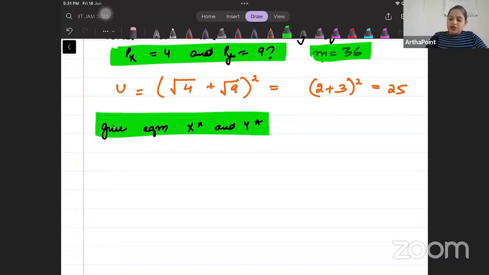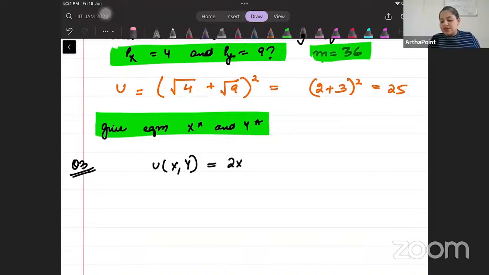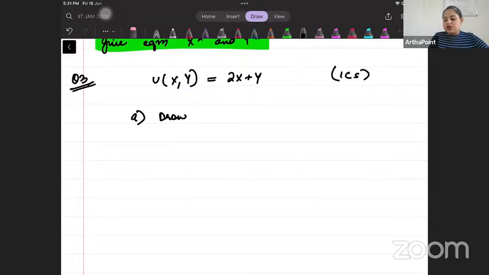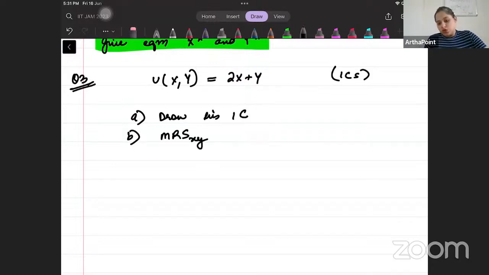So please write down question number 3. You are given that Bob's utility function u of xy is 2x plus y. This is his utility function. And you have to draw, this is from the chapter indifference curves, so draw his indifference curve. And then you have to tell what is going to be the slope of the indifference curve. This is the question that is given to you.